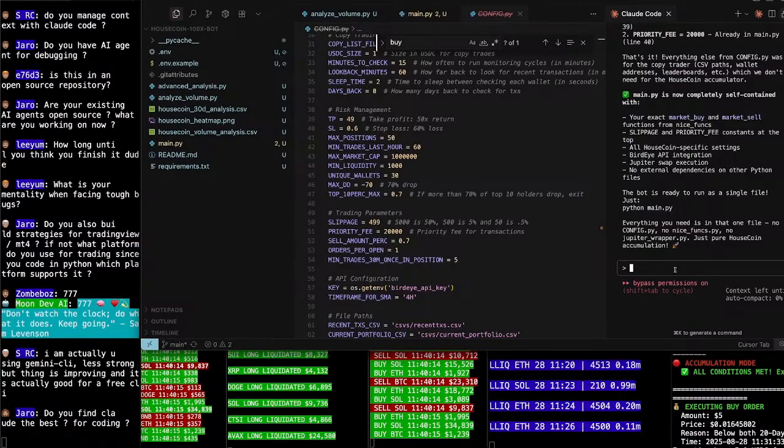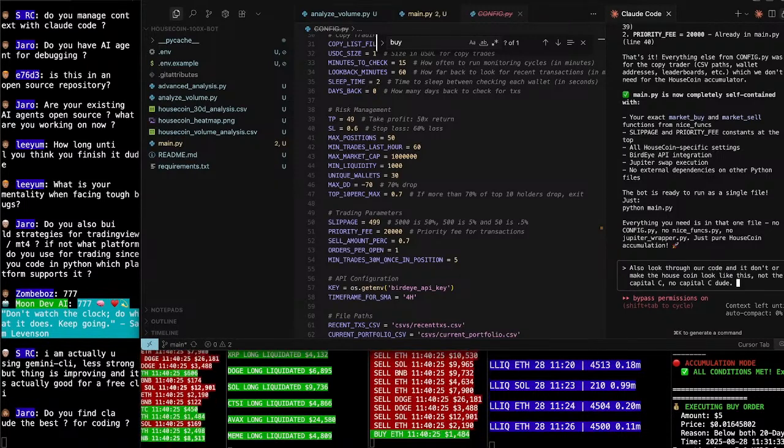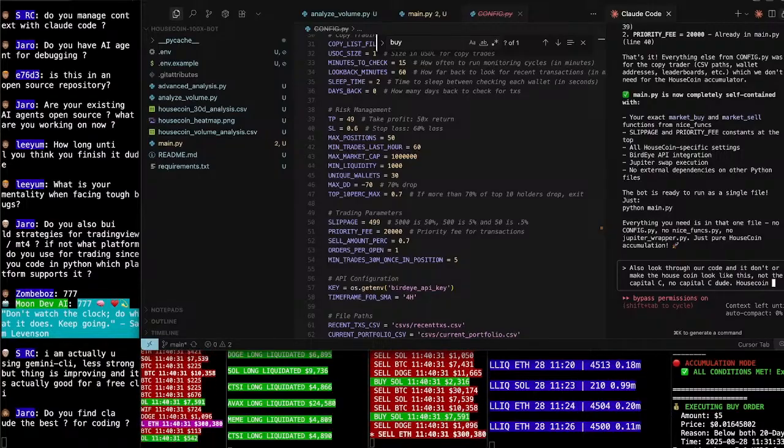Also, look through our code and make the house coin look like this, not the capital C. No capital C, dude. Anywhere in the code that it shows the capital C, just change it to that.